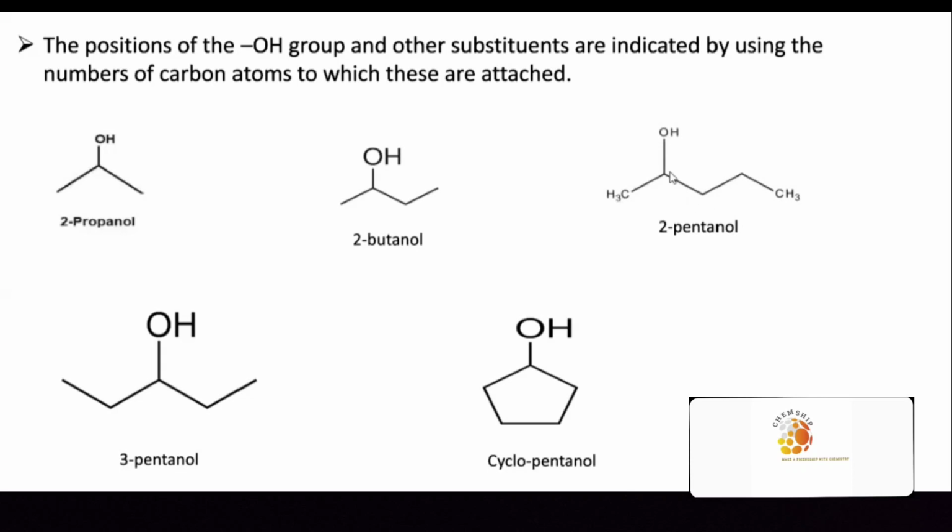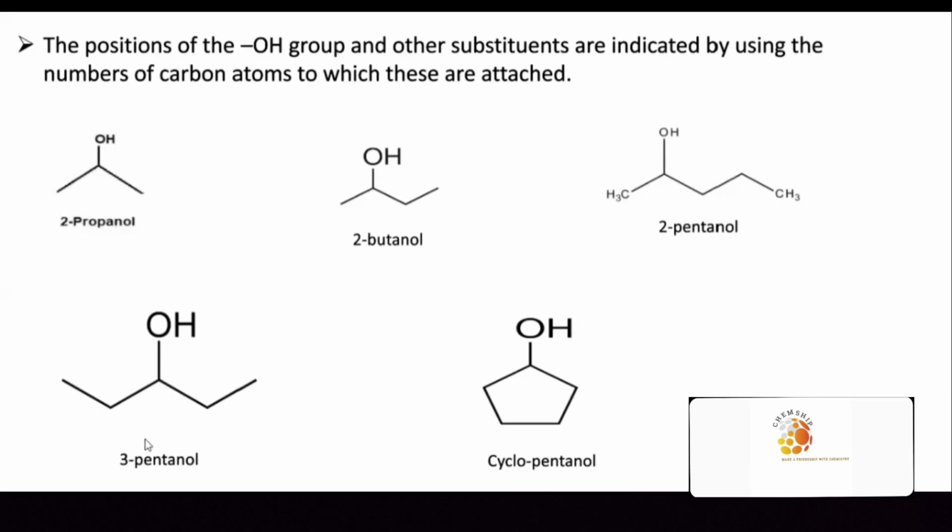Here, the parent chain is a five-membered one. That is 1, 2, 3, 4, 5. Let us count the position of this OH group. 1, 2. So the position of the OH group is at the second carbon. The parent chain is pentane. Let's start giving the name. Pentane plus the position of OH is 2, plus ol, pentane-2-ol or 2-pentanol. Here, this is also a five-membered one. 1, 2, 3, 4, 5. The parent chain is a five-membered one.